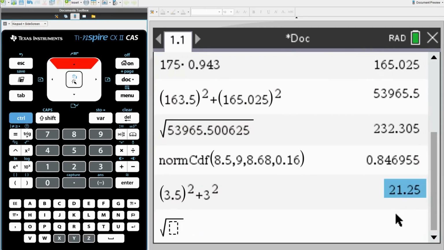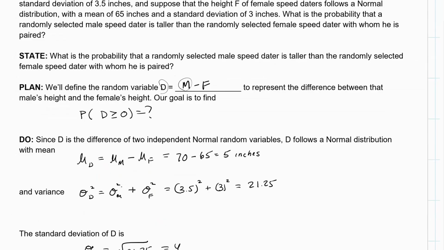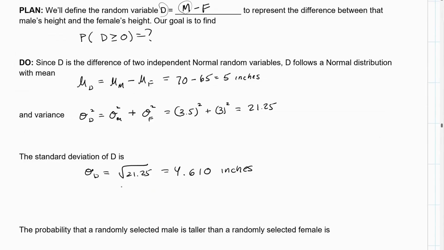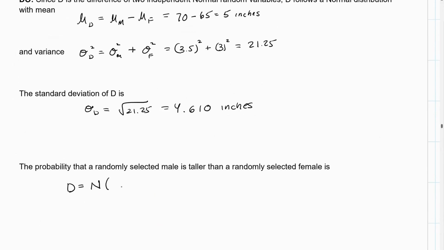And I'll go up there and get that number. And we get 4.61. Let's call it 4.610, and that's in inches. All right. So what's the probability the randomly selected male is taller than a randomly selected female? Let's remember that the random variable difference is going to be normal with a mean of 5 inches and a standard deviation of 4.61 inches.